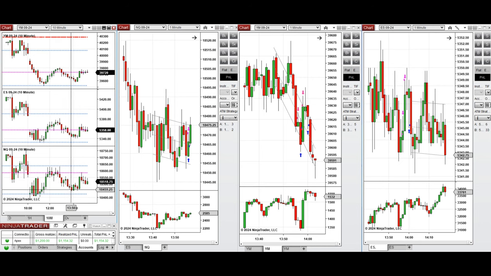So around 140, when the price was testing this level of support again, and the sellers came back and started to push the price lower to retest this level, I took some sell short positions here on Nasdaq and also on Dow Jones and S&P 500.